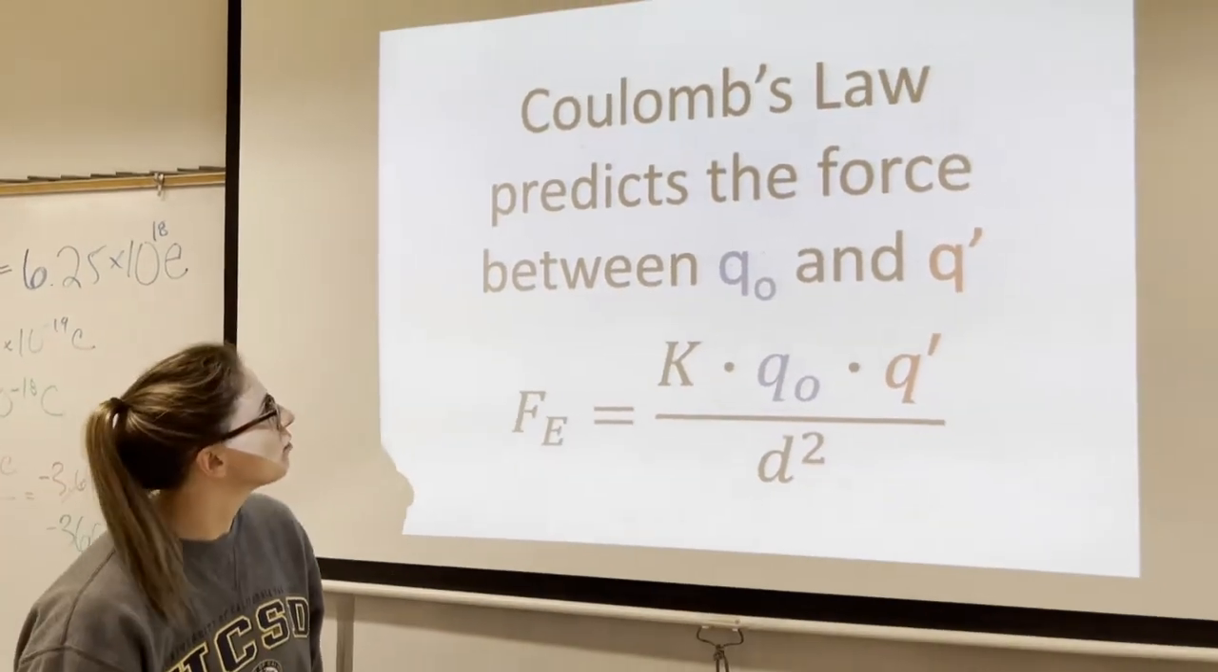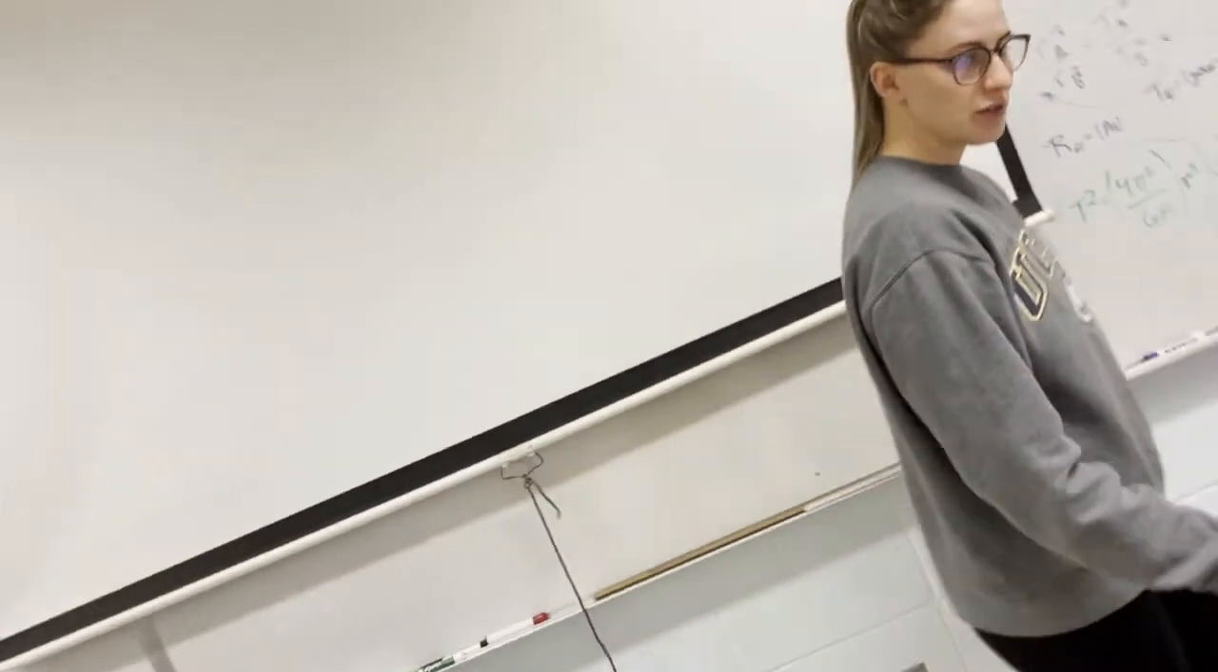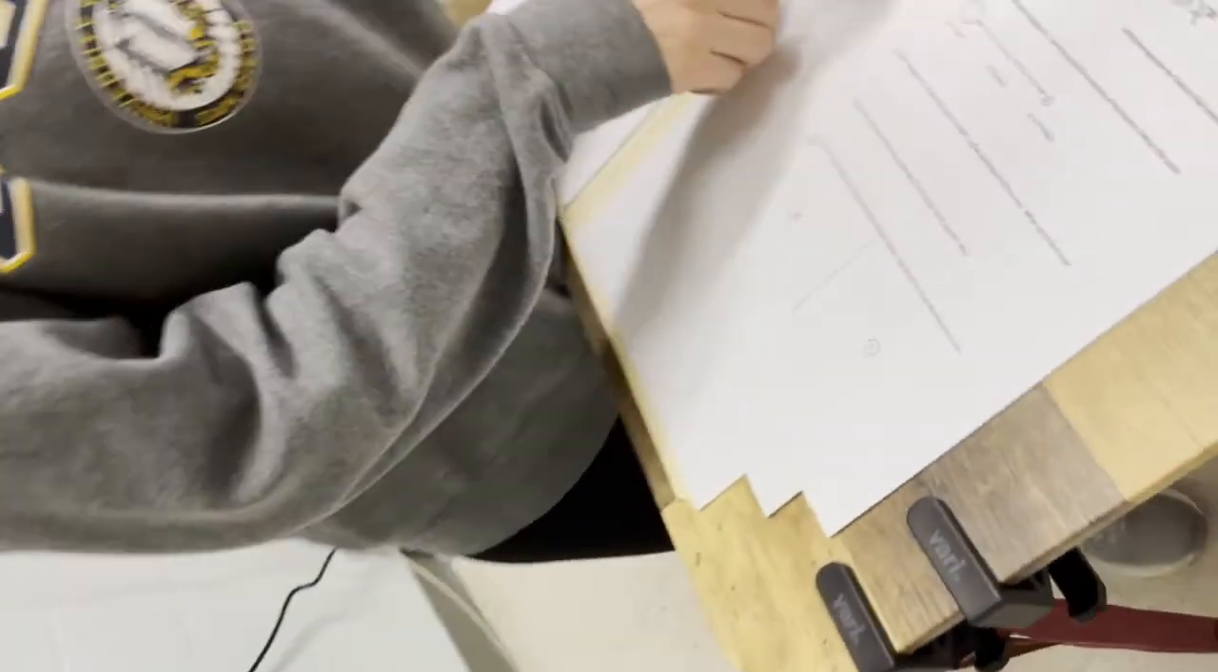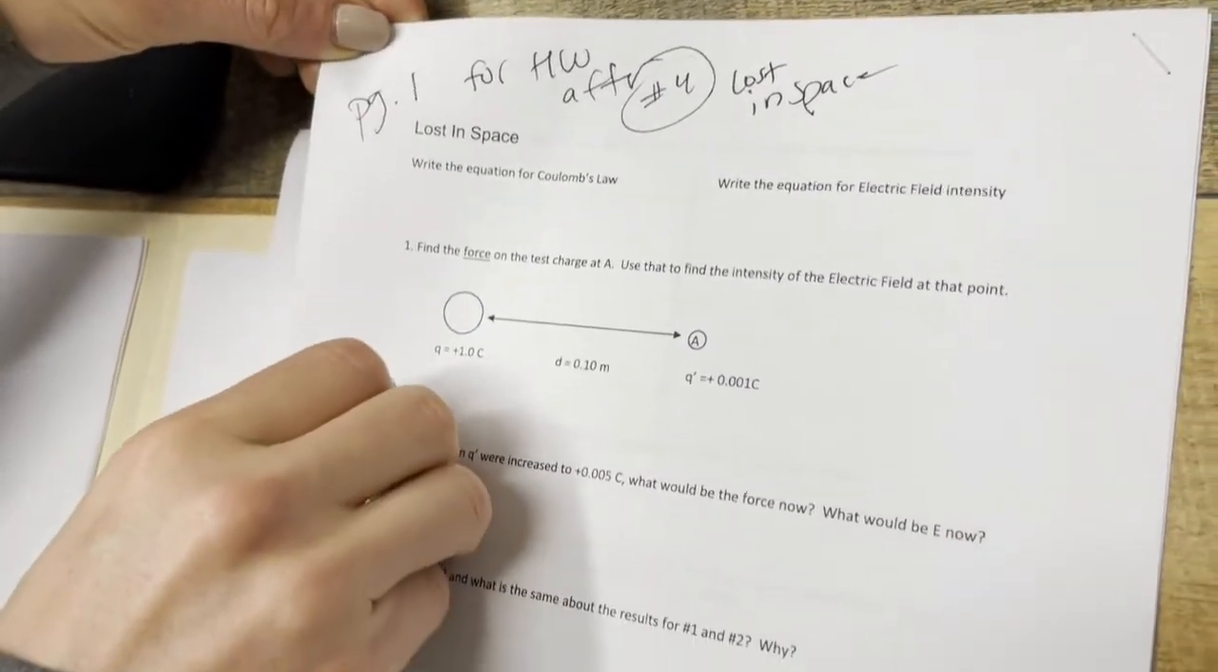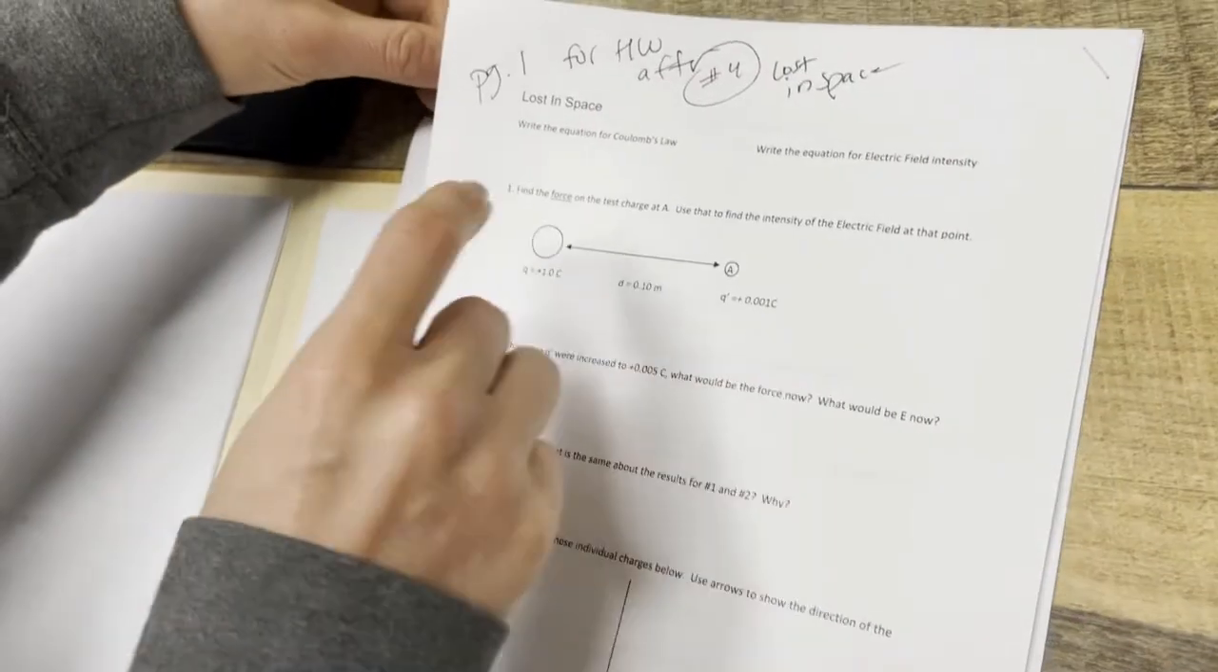So I think that's it for our slides here. What you guys are going to be doing for homework is this Lost in Space. It's going to be attached here. You're just going to do page 1. There are 2 pages. Don't do the second page yet. Hang tight. Just do our first page here, all the way to finishing up number 4.